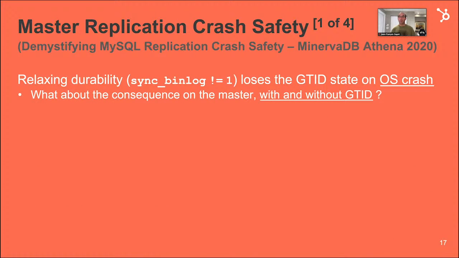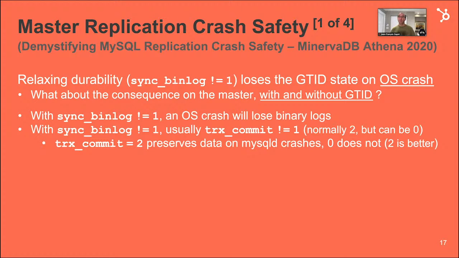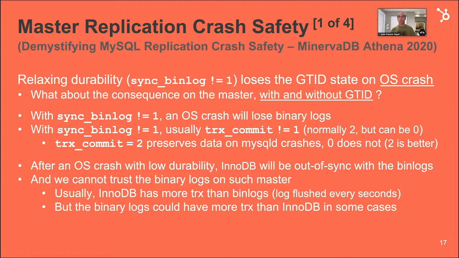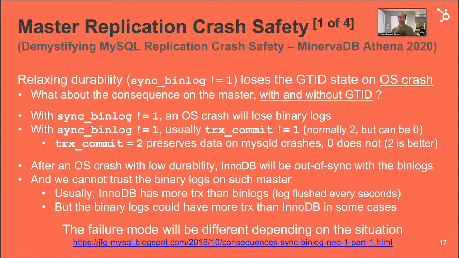Now let's go into master replication crash. We already saw that if we relax the durability of binary logs, we lose binary logs on the crash. We lose the GTID state on the crash. But what about the impact on the master? If sync_binlog is not equal to 1, you're probably also running innodb_flush_log_at_trx_commit not equal to 1. And then after a crash, the binary logs will be out of sync with InnoDB, which might not be the same, since InnoDB flushes per second and flushing is whenever the system wants. This is a problem. Your outcomes will be different in different situations.